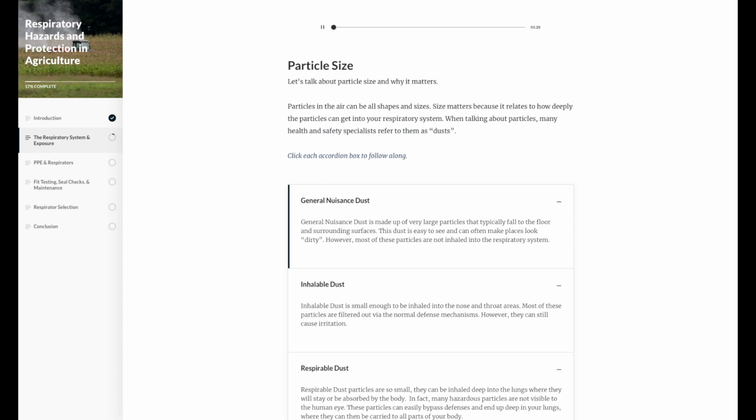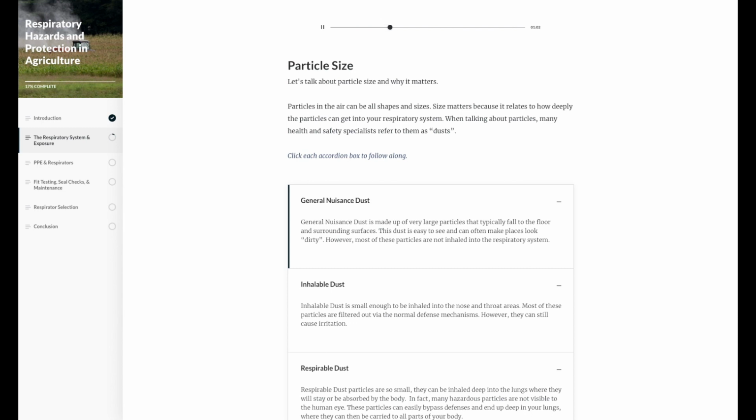Let's talk about particle size and why it matters. Particles in the air can be all shapes and sizes. Size matters because it relates to how deeply the particles can get into your respiratory system. When talking about particles, many health and safety specialists refer to them as dusts. Click each accordion box to follow along.